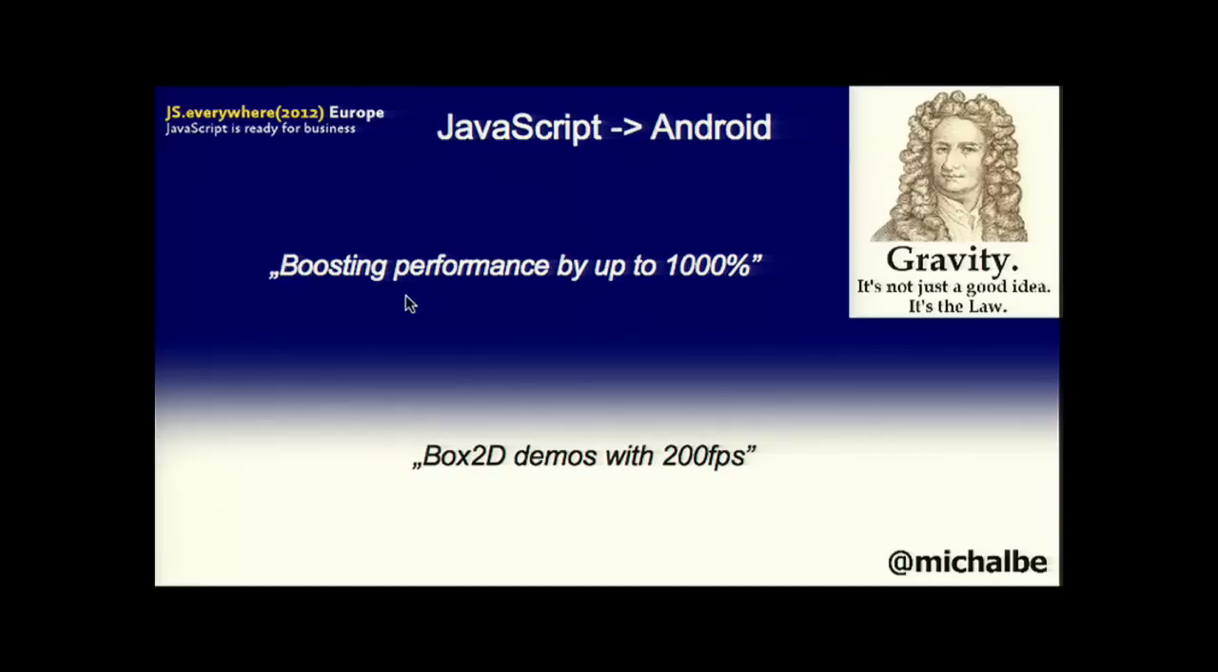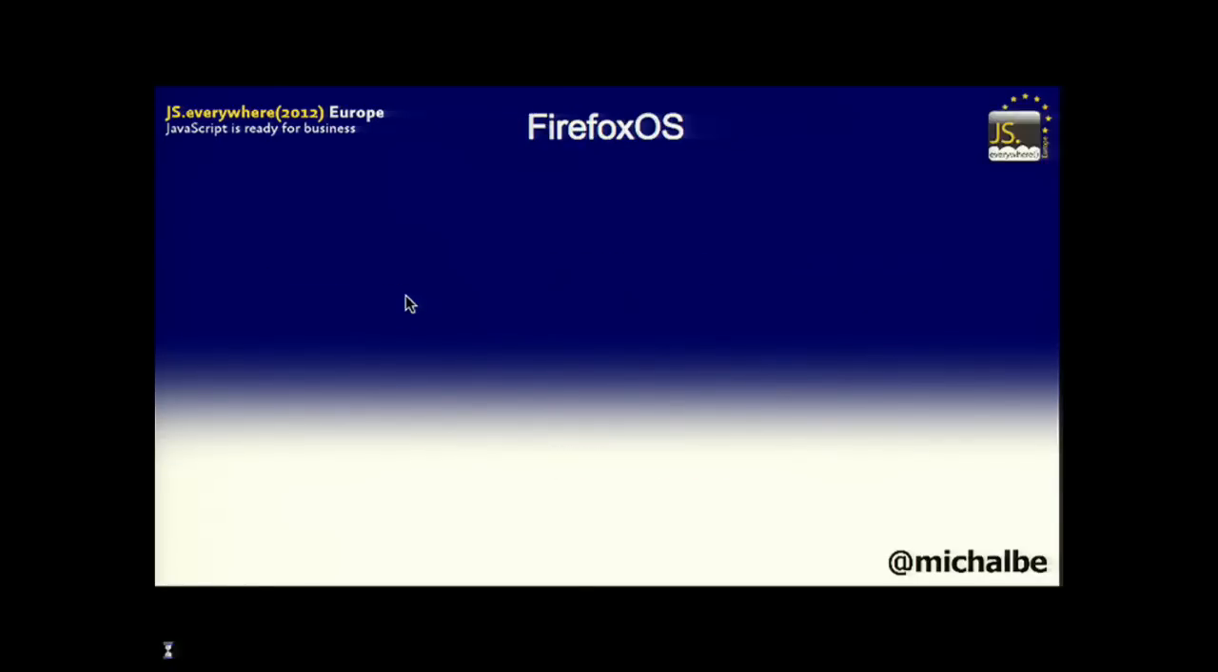The creators of those frameworks really love to show off Box2D. It's the physics engine, and it's quite slow in the browser, but using those frameworks you can achieve up to 200 frames per second. I have no idea why you would need such a thing, but okay.